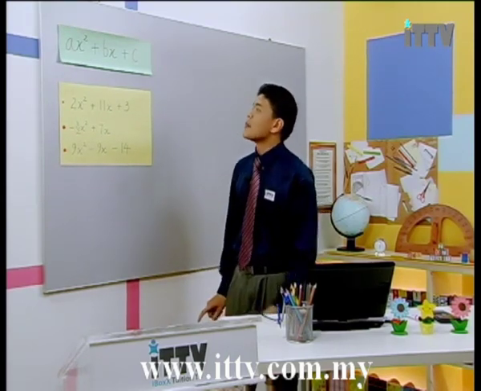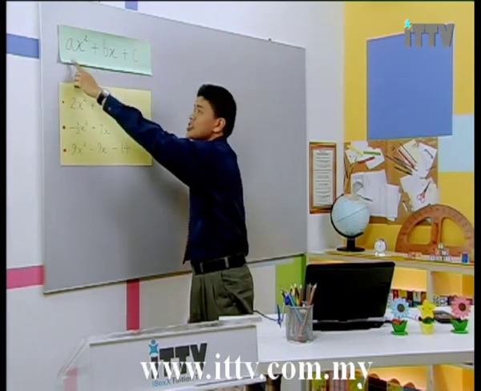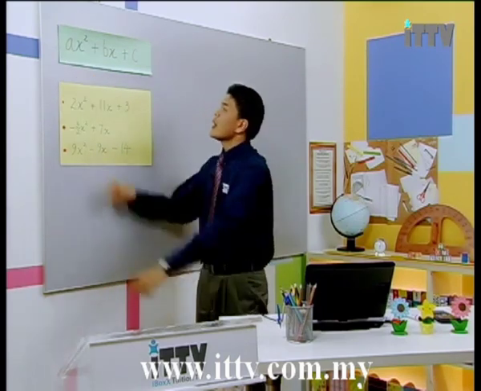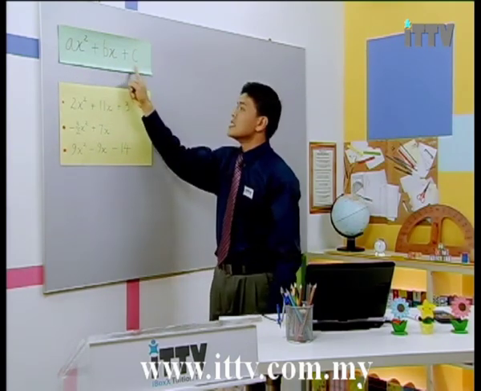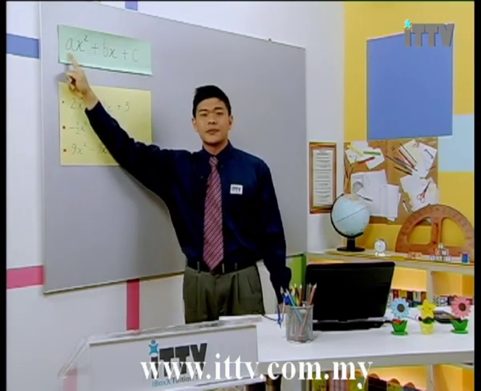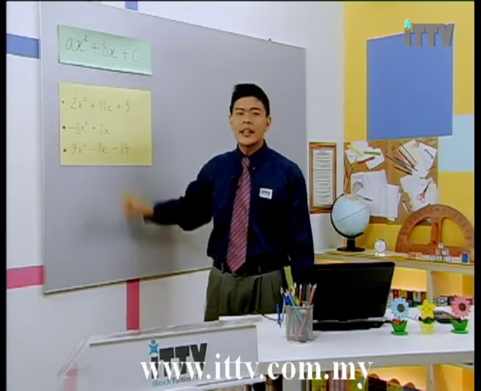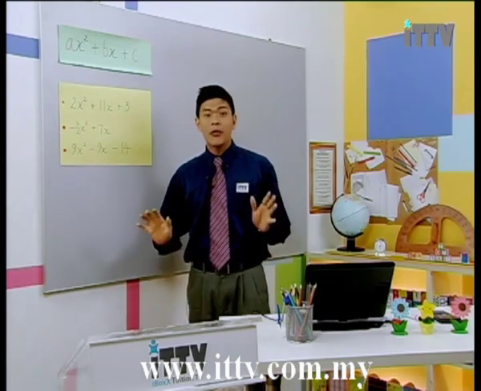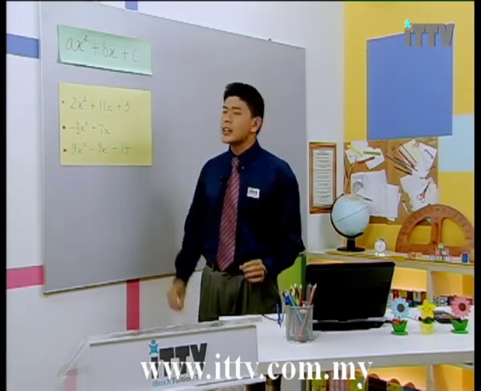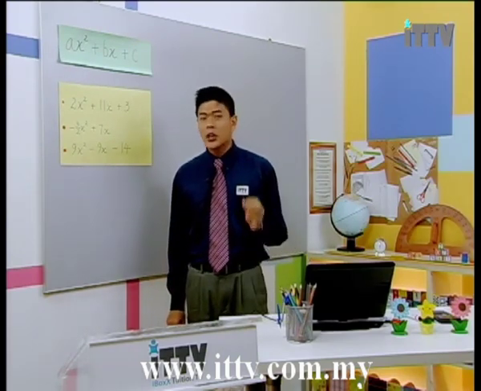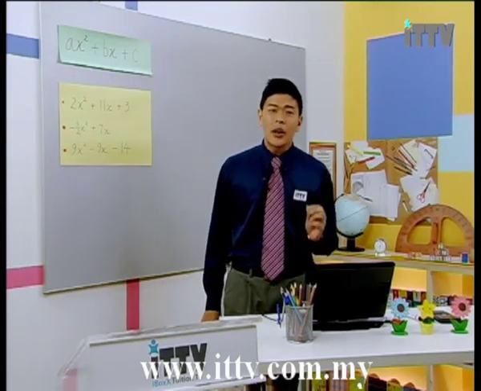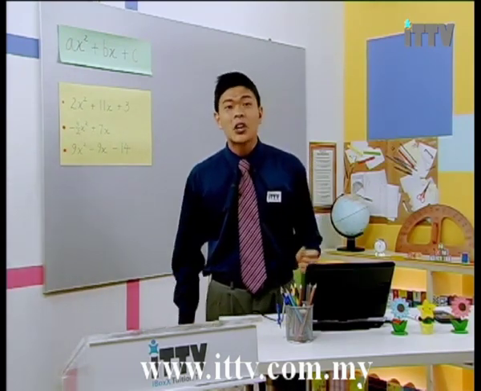And at the same time, take a look at all the constants. A, B, and C. Yeah? Only A cannot be 0. B and C can take any possible value. So compare the quadratic expression with the general form, because the general form will tell you whether it is a quadratic expression or not.